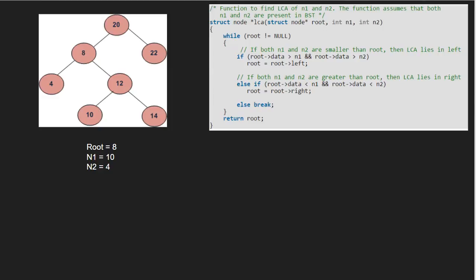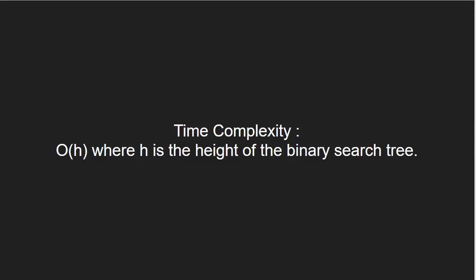Now, let us have a look at the time complexity of the program. This code will run in big O of h complexity. Here, h is the height of the binary search tree.